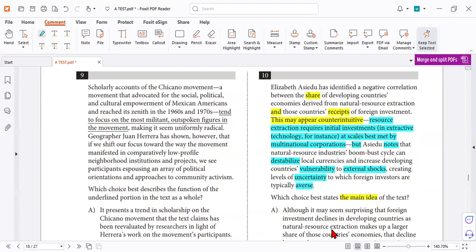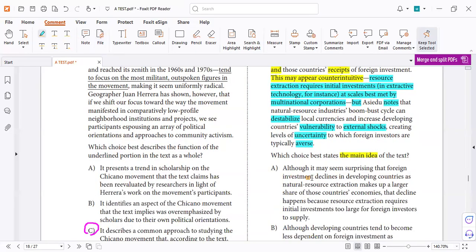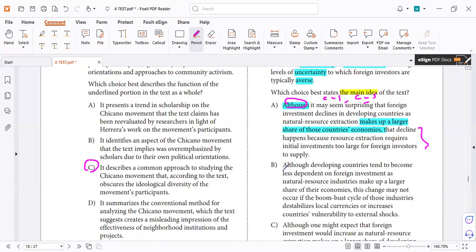If you find any answer not related, not mentioned, or wrong, look for letter A. Although it may seem surprising that foreign investment declines in developing countries as natural resources make up a larger share, is that the main idea? Yes. But he said "although." When you find "although," focus on the second part, the second clause. Remember also the subordinating conjunction: complete clause, comma, complete clause. Focus on the second clause. So when you see it like that, focus on the second part.